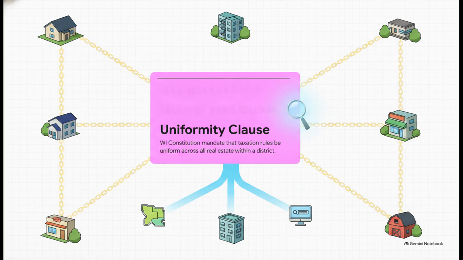This mandate basically dictates that the rule of taxation has to be uniform across all real estate classes within a taxing district. But, and here is the really critical takeaway for our search process, while the rules are uniform, the administration is highly decentralized. Local clerks and assessors handle the initial rolls, and then those get turned over to the counties. So what does that mean for you? It means there is no giant master Wisconsin property tax search website. Nope, you have to know exactly which county your property sits in to get started.